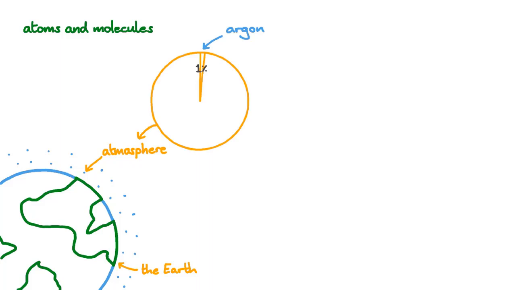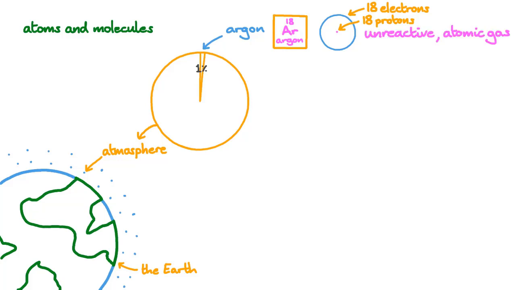If we were to separate out all the particles in the atmosphere, about 1% of them would be atoms of argon. What this means is that these atoms have 18 protons in their nuclei, and these atoms of argon also have 18 electrons each. For reasons that are beyond the scope of this video, argon atoms are unreactive, and so they go around in the atmosphere as an atomic gas. What this means is, when argon atoms interact with other atoms, they just bounce off.